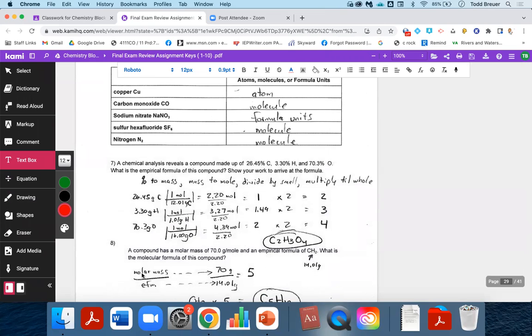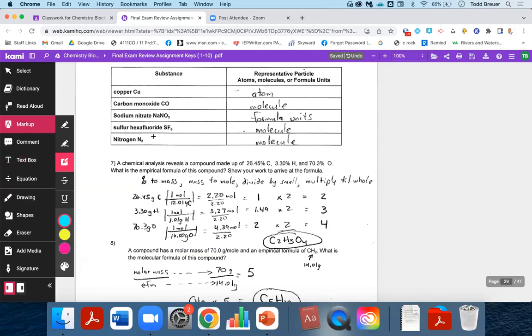Number 7, there's a strategy. The strategy uses a little bit of a rhyme, the rhyme we used in class. My name is Chem Shady. So what we look for is this rhyme, we look to apply this. If we're asked to calculate an empirical formula, here is the rhyme: percent to mass, mass to mole, divide by small, multiply till whole.